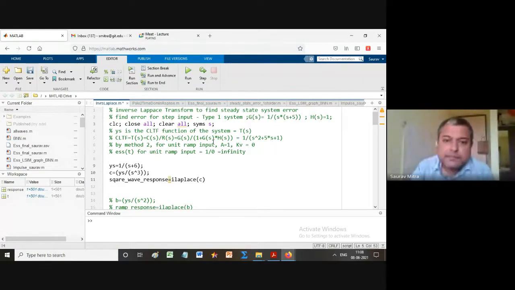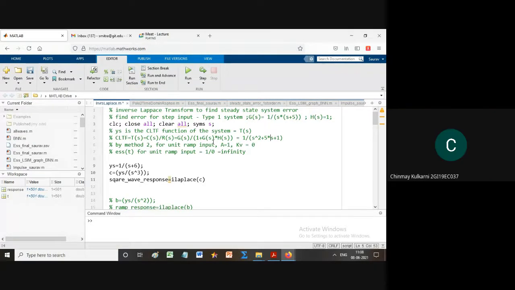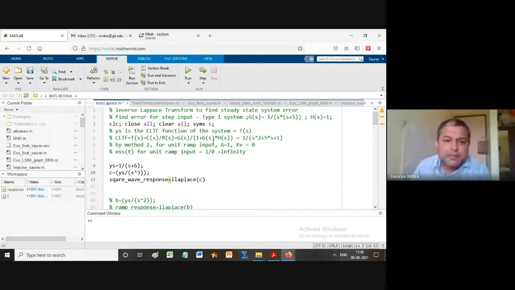Yes, sir. So it is 1 by s square plus 5s plus 1, you agree with it, right? So everything we will find for unity feedback. So first we will find for unit step, and how it goes. So A is equal to 1. First let us find Kp.